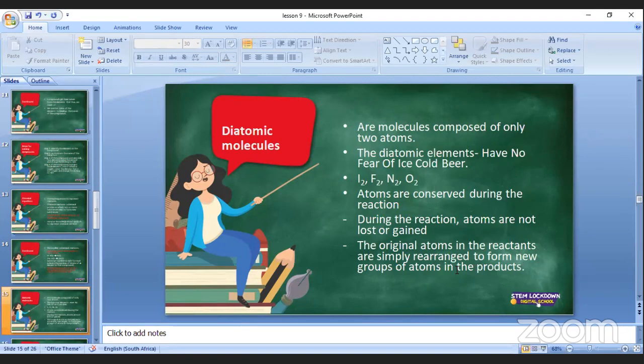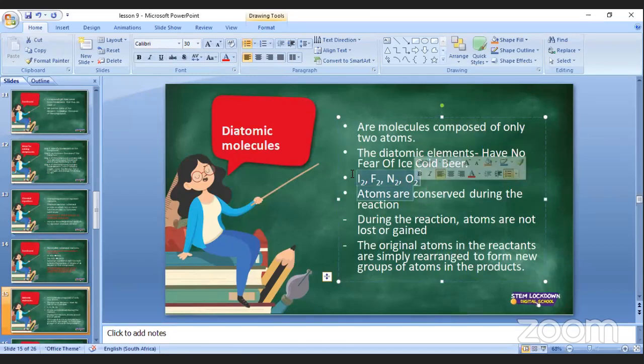Those are your diatomic molecules from the periodic table, guys. Those are elements which we say are diatomic. Are we clear? We represent them like this: I2, F2, N2, O2. Those twos we say are subscript 2. So you know now. That's why when they gave you those elements in yesterday's homework, you just knew, oh, these are my diatomic molecules.